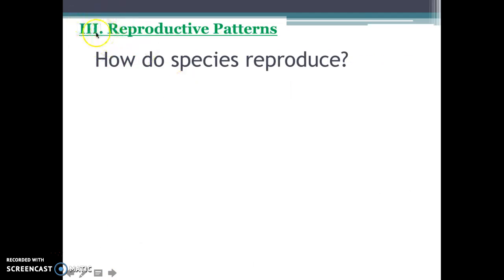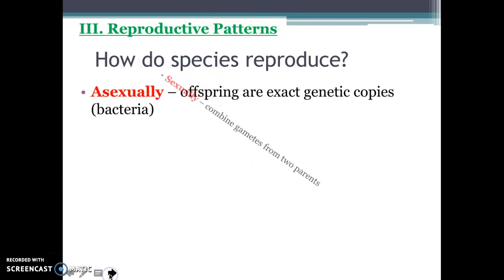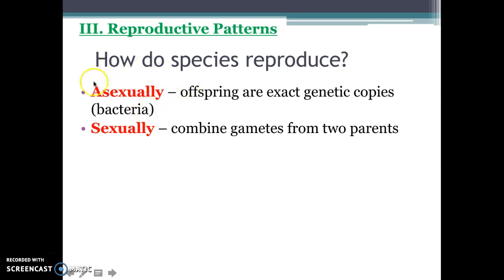All right, we are on to Roman numeral number 3, reproductive patterns. So this is how species reproduce. You've probably seen both of these words in biology. Asexually means that the offspring, or the babies, are exact genetic copies. The best example that I have to give you is bacteria. They just split apart and they're exactly the same as their parent bacteria.